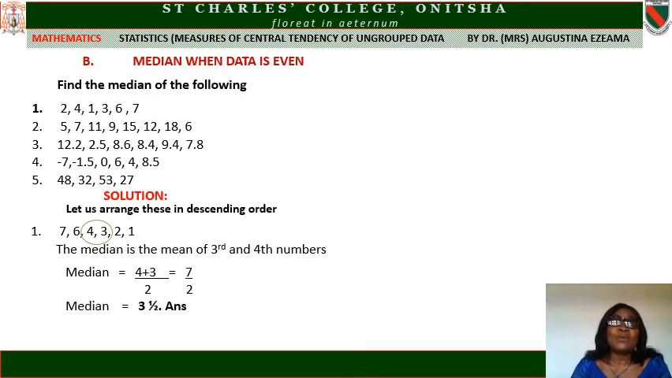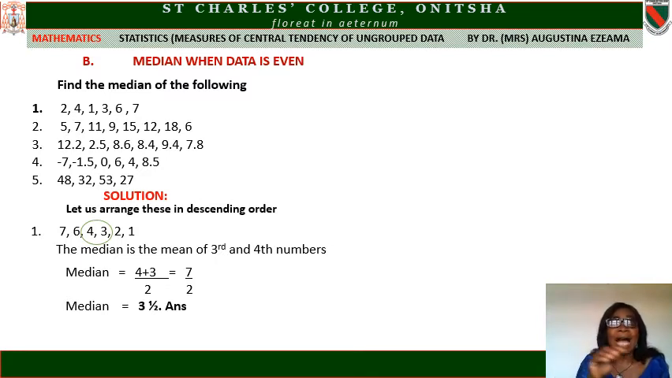Let us look at when the number of items is even. Find the median of the following: 2, 4, 1, 3, 6, and 7. You now find the two middle numbers in between this set of numbers. First of all you arrange. You are now rearranging in descending order.